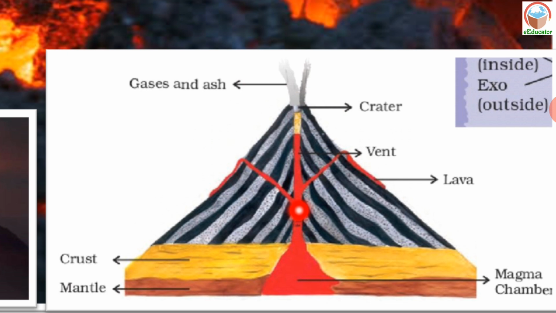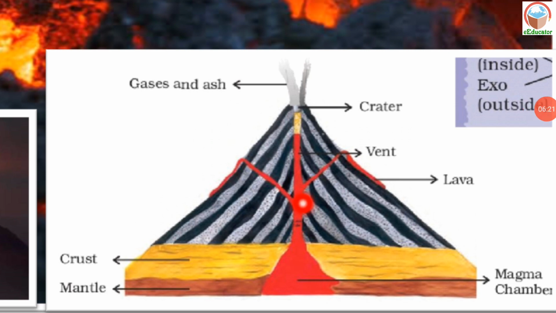Sometimes that magma may cool down in the interior part of Earth. From the magma chambers, when it comes up, it may cool down in the interior part of Earth and solidify there. When it solidifies, it transforms into rock. That is known as an intrusive rock.